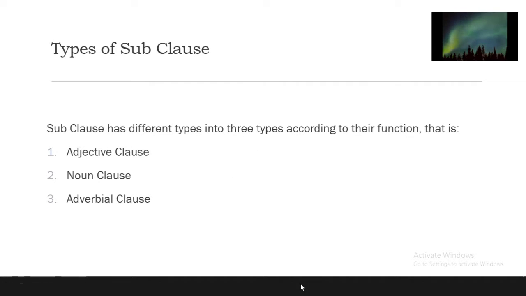Types of subclause. Subclause has different types and is split into three types according to their function. That is, the first one is adjective clause, noun clause, and adverbial clause.